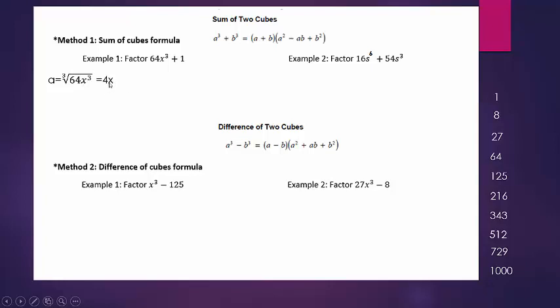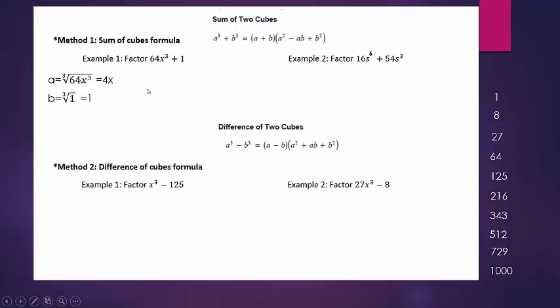So if you take 4x times 4x times 4x, you get 64x cubed. So this is the cube root of that term. We want to do the same thing for b. So we take the cube root of 1, which of course is just 1. So that's the first thing you have to establish, who is a and who is b based on this formula. So just cube rooting.